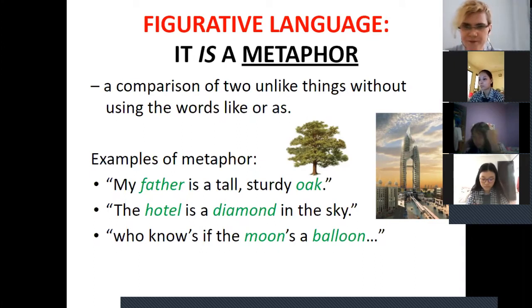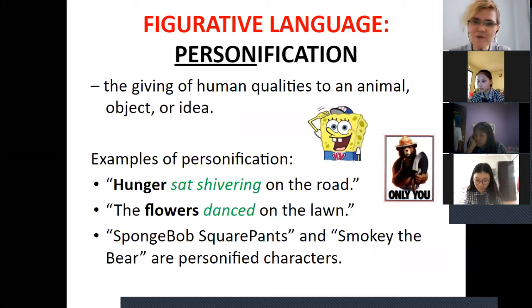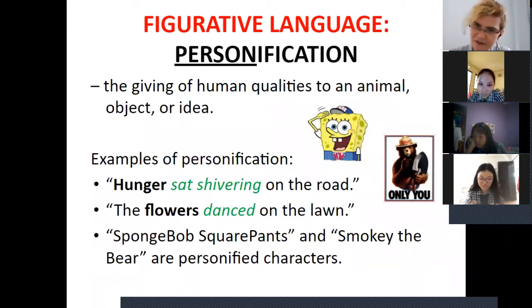These are all metaphors. We've got personification, as I mentioned just now, the giving of human qualities to an animal, object, or idea. For example, hunger sat shivering on the road. How can hunger shiver? The flowers danced on the lawn. Flowers do not dance. Or SpongeBob SquarePants and Smokey the Bear are personified characters because a sponge cannot be alive and this bear cannot be like a human, but they are personified. They become like humans, you know?